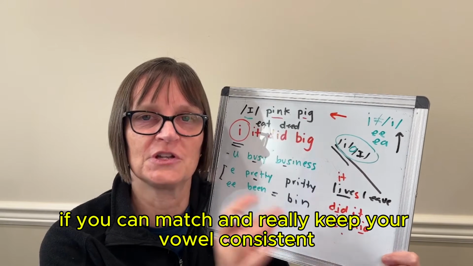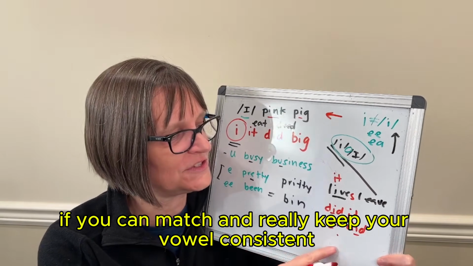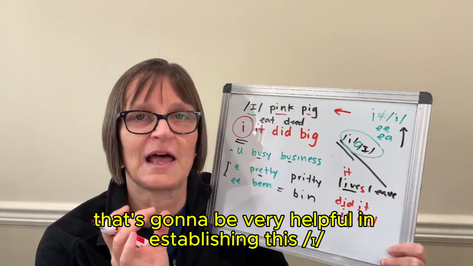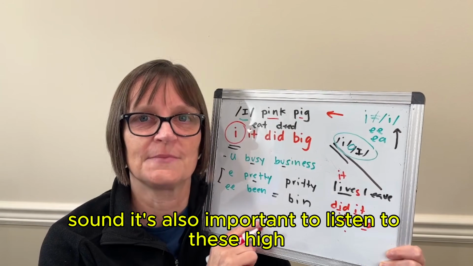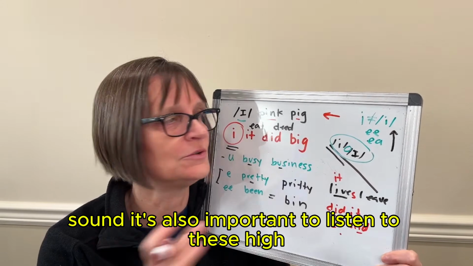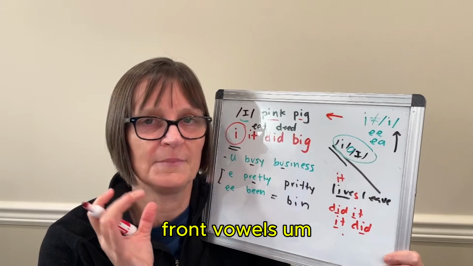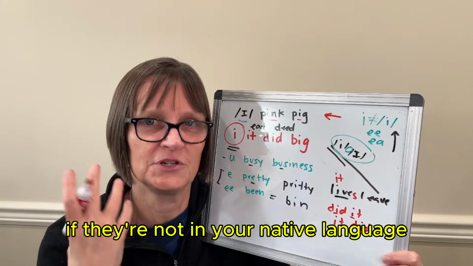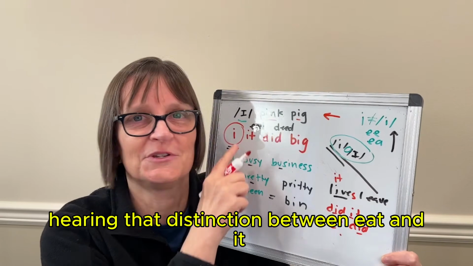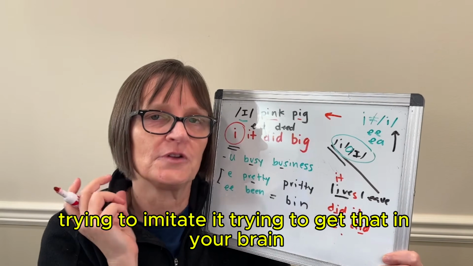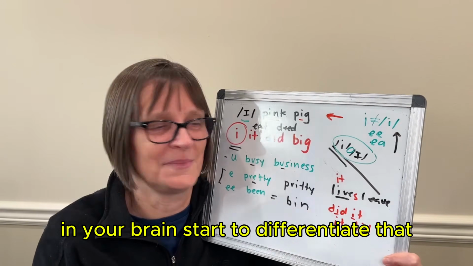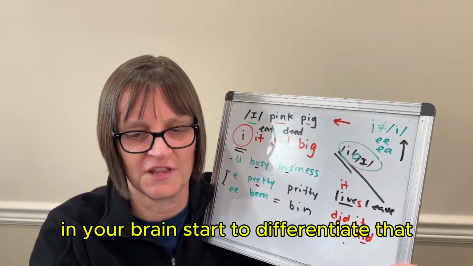If you can match and really keep your vowel consistent for these two word pairs, that's going to be very helpful in establishing this I sound. It's also important to listen to these high front vowels, to these lax vowels like I, if they're not in your native language. Hearing that distinction between eat and it, trying to imitate it, trying to get that in your brain will help your sound system in your brain start to differentiate that.